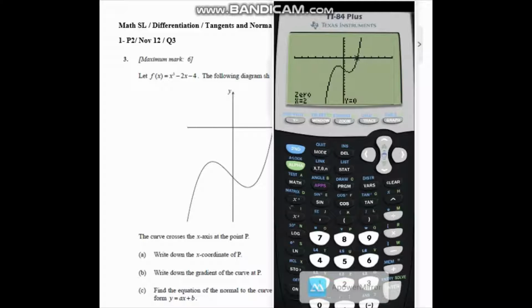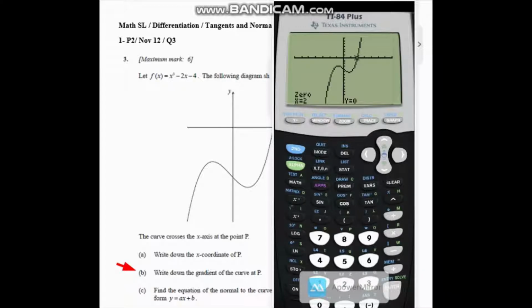So question B requires me to write down the gradient of the curve at P. If this were a paper 1 question, I would have had to differentiate and then plug the x value into the function, so plug 2 instead of x in f dash of x. However, since this is a paper 2 question, there is a fast way to do this using the calculator.